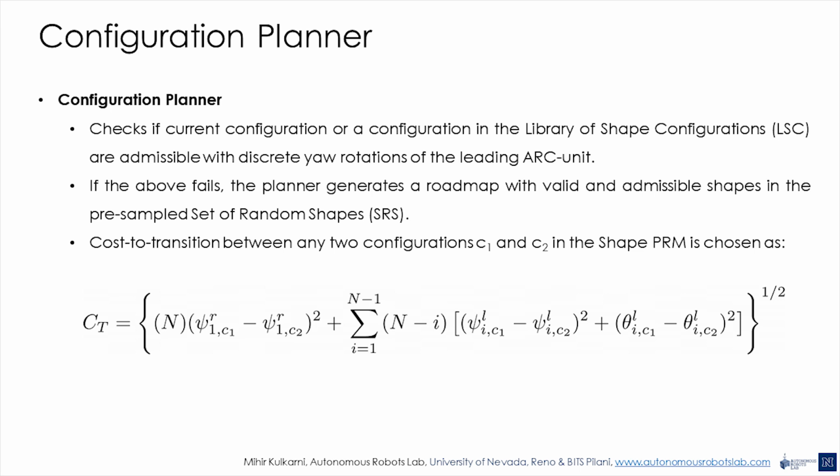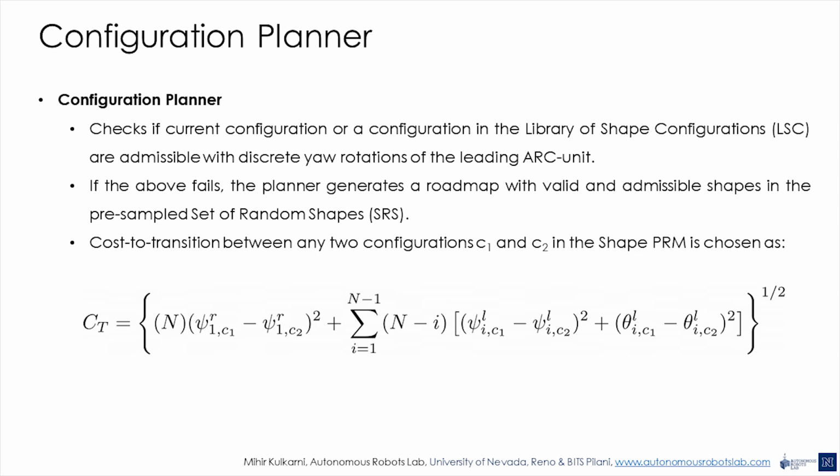We prioritize the known library shape configurations, or LSC, and select the one that requires the minimum cost to transition. If no LSC configuration is admissible, then the configuration planner attempts to find a solution from the pre-sampled set of random shapes, or SRS. A graph is created with valid and admissible shapes in the SRS, and lazy evaluation is performed on the graph to find a solution with the minimum cost to transition.